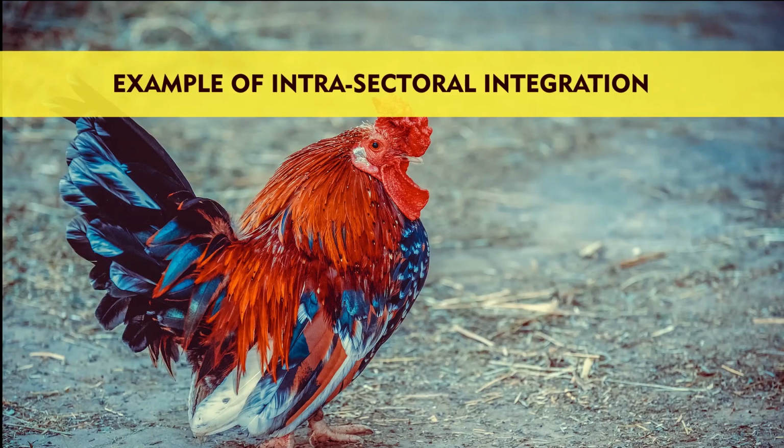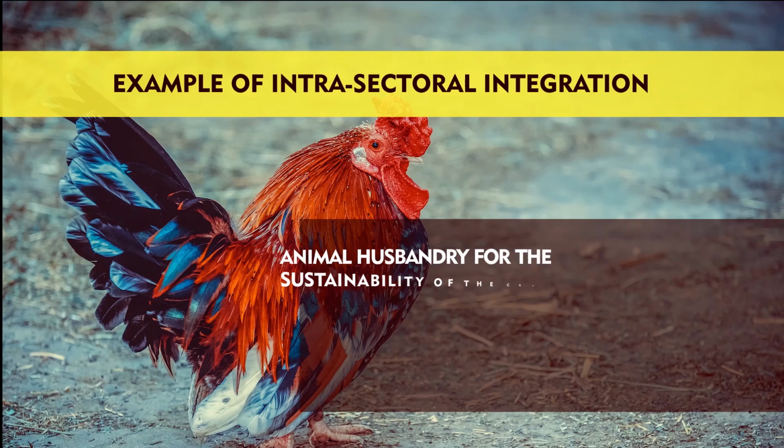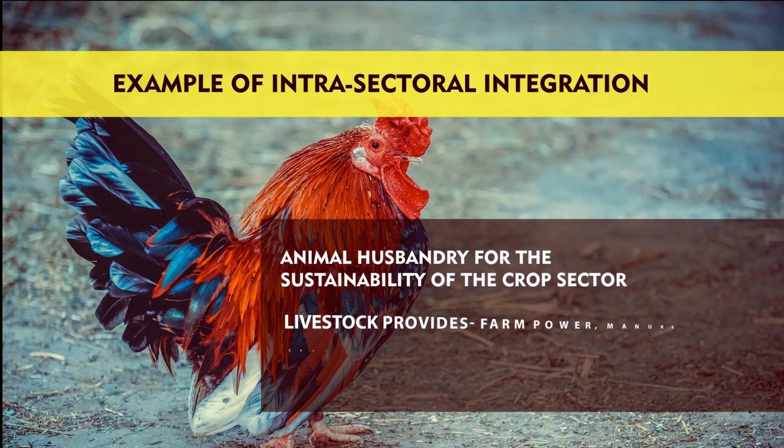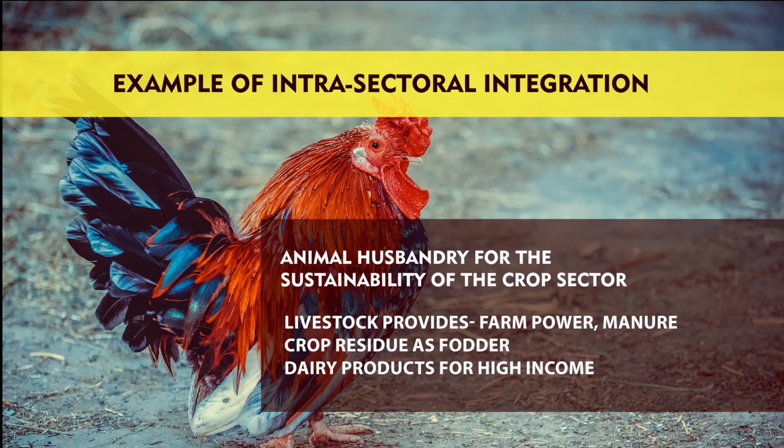So here is one example of intra-sector, or subsector, integration: animal husbandry for the sustainability of the crop sector. Why is animal husbandry required for the sustainability of the crop sector? The livestock provide farm power and manure. So if the farmer has livestock along with the crop activities, we get farm power for plowing of land, and we also get manure from the animals.